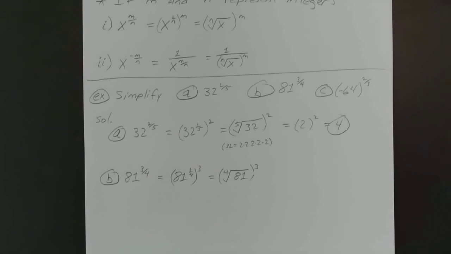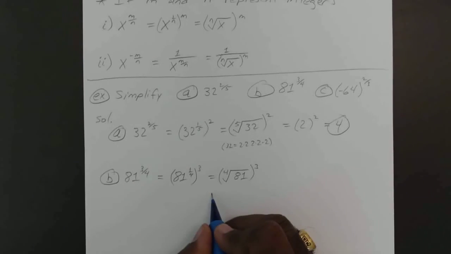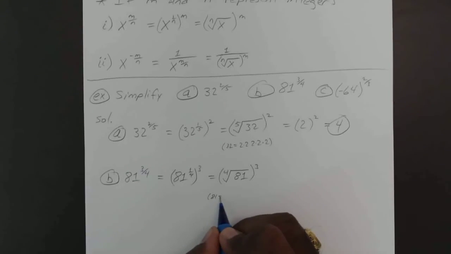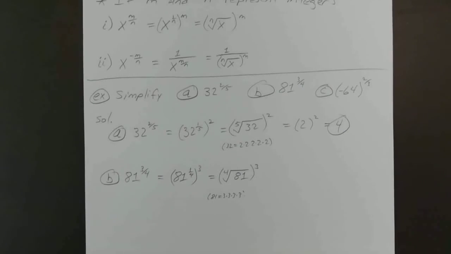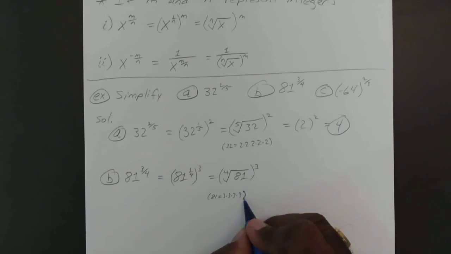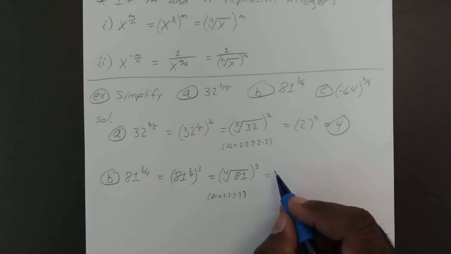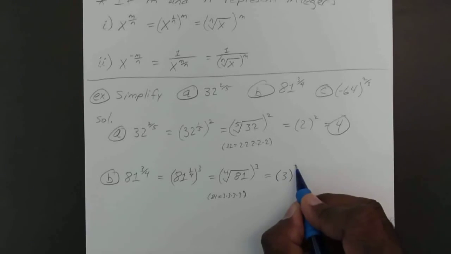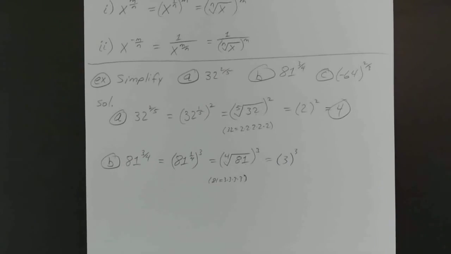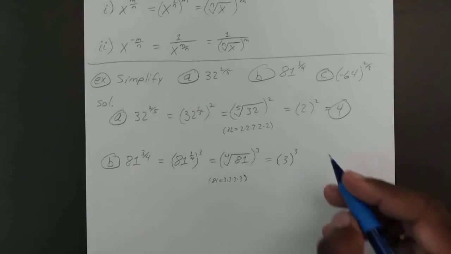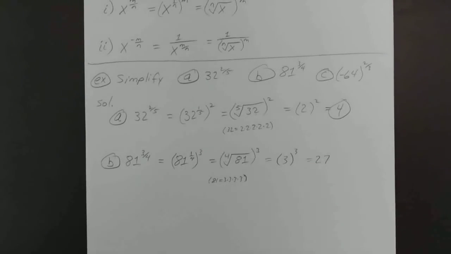Okay. So we know 3 times 3 times 3 times 3 is 81. So 81 equals 3 times 3 times 3 times 3. So I mean the 4th root of 81 is 3, to the 3rd power, which gives you 27. All right. Any questions so far? All right.